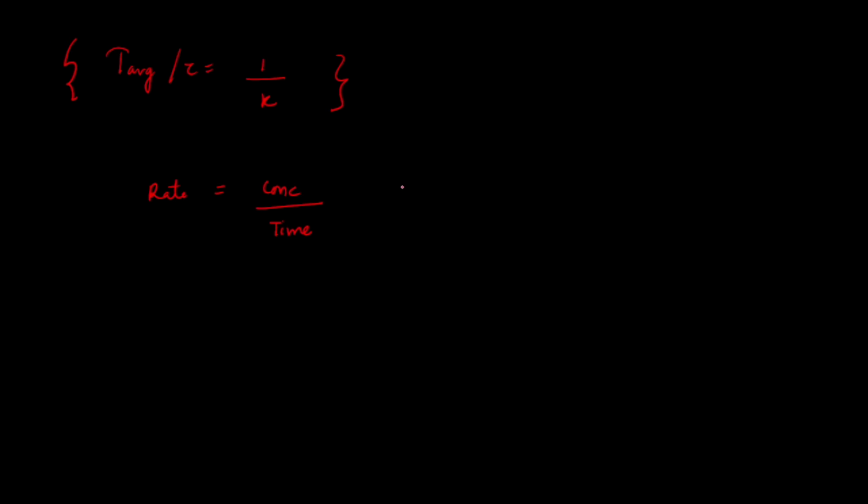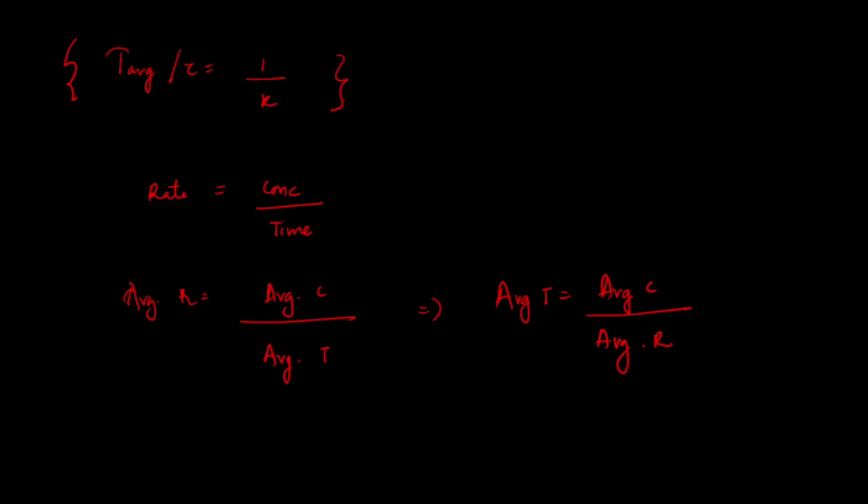Rate is actually concentration by time. If we need to figure out average rate, we can say average rate is equal to average concentration by average time. And we need to figure out average time only, that is, the lifetime or the time period of the given system. So average time becomes average concentration by average rate. At a given point of time, we can say average concentration of any reactant, let's say A to B, is A, and average rate would be Ka, right?